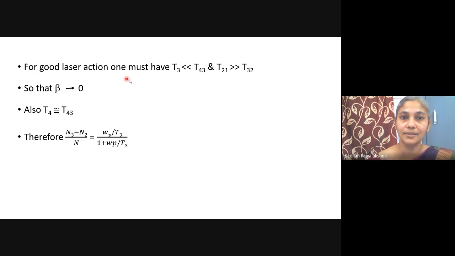For good laser action, one must have the condition T3 should be less than T43 and T21 greater than T32. That means transitions from 3 should be less than transitions between 4 and 3, and transitions between 2 and 1 should be greater than transitions between 3 and 2, so that beta is equal to 0. Also we have the condition that T4 should be similar to T43. Therefore, the rate of change of population in level 3 is equal to omega p by T3 divided by 1 plus omega p by T3. So this is the required rate of change of population to get the lasing action for the 4-level laser system.